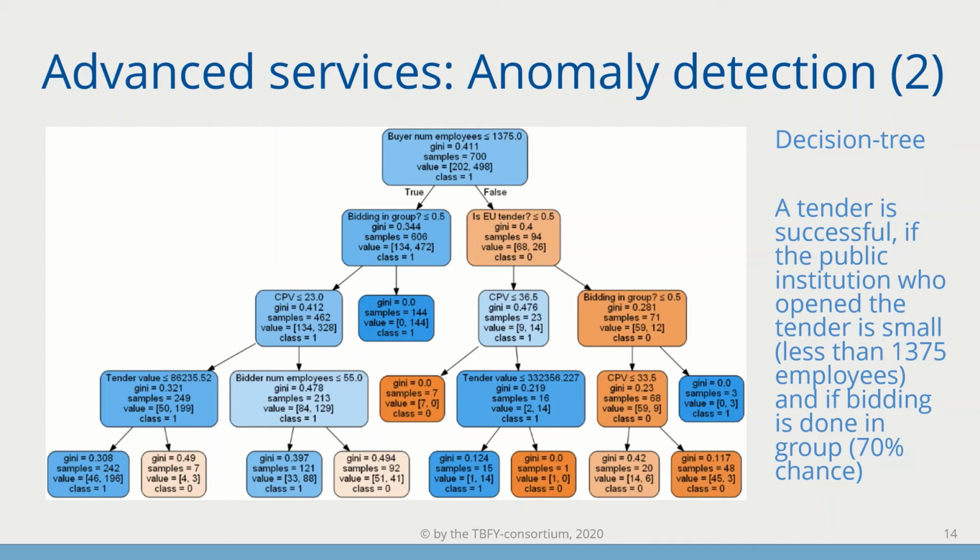And according to our analysis, we see that a tender is successful if the public institution that opened the tender is small, that is, has less than 1,375 employees, and if the bidding is done in groups. In that case, there is a 70% chance that there will be more than one bidder.